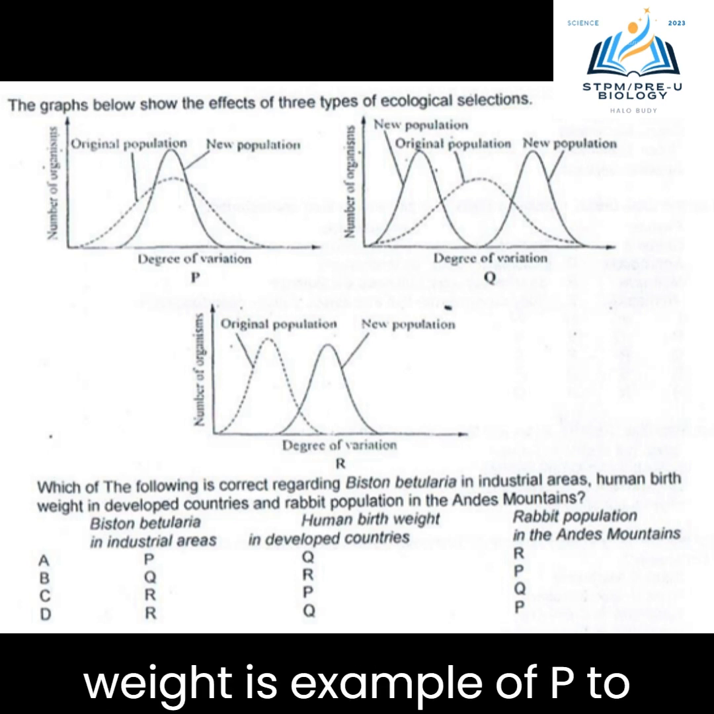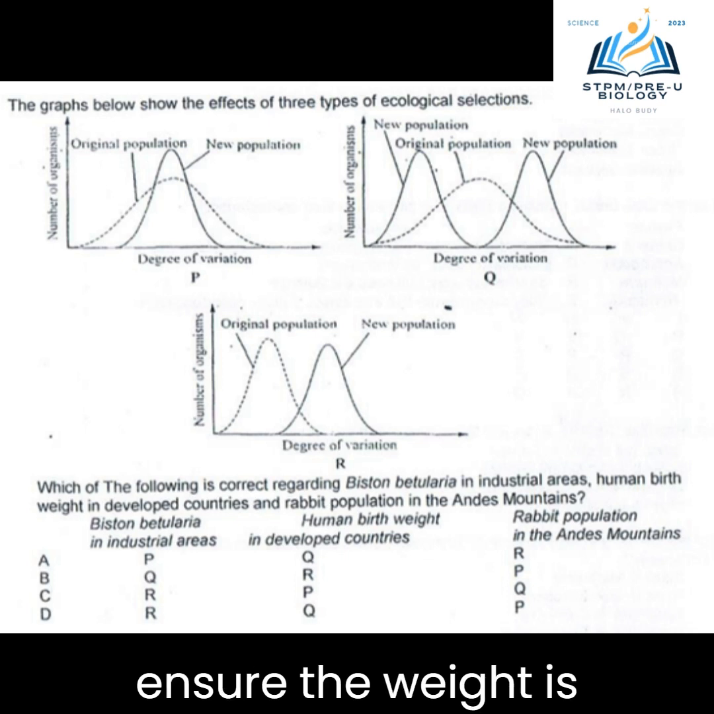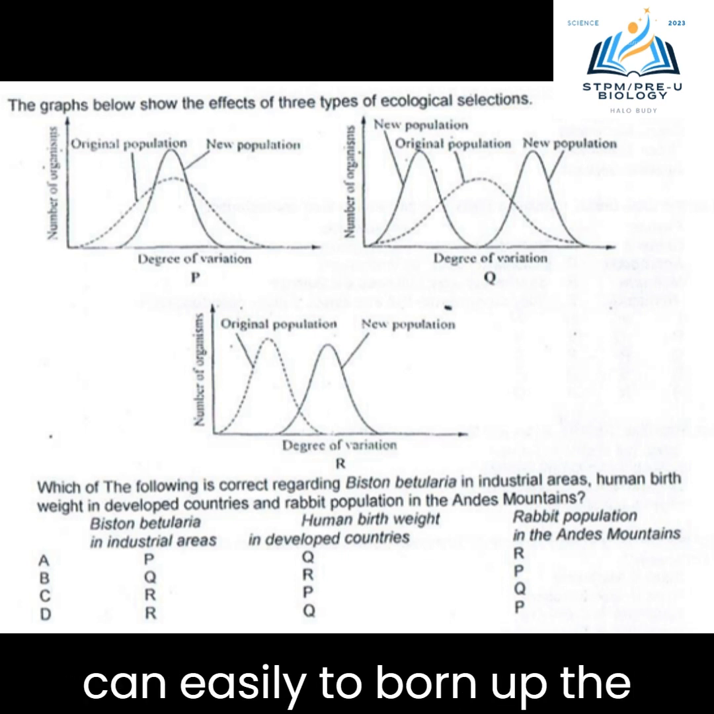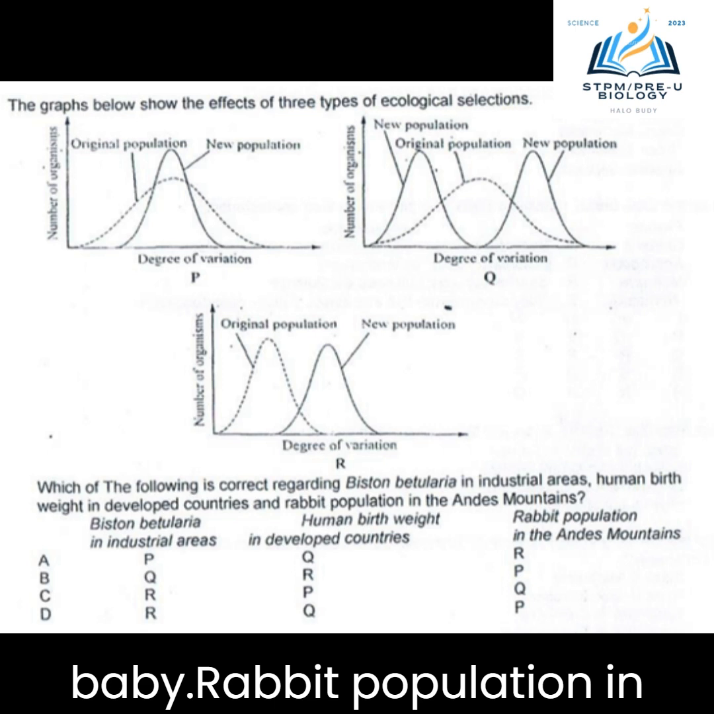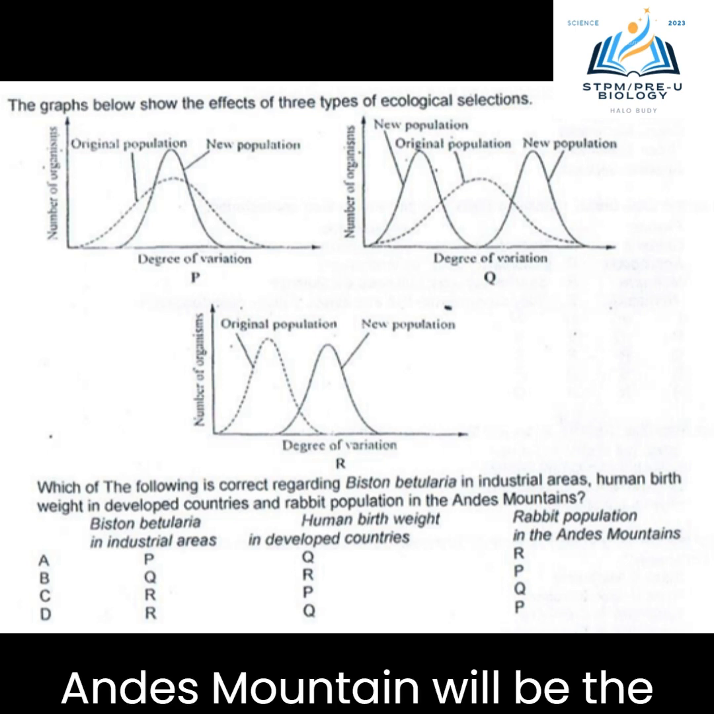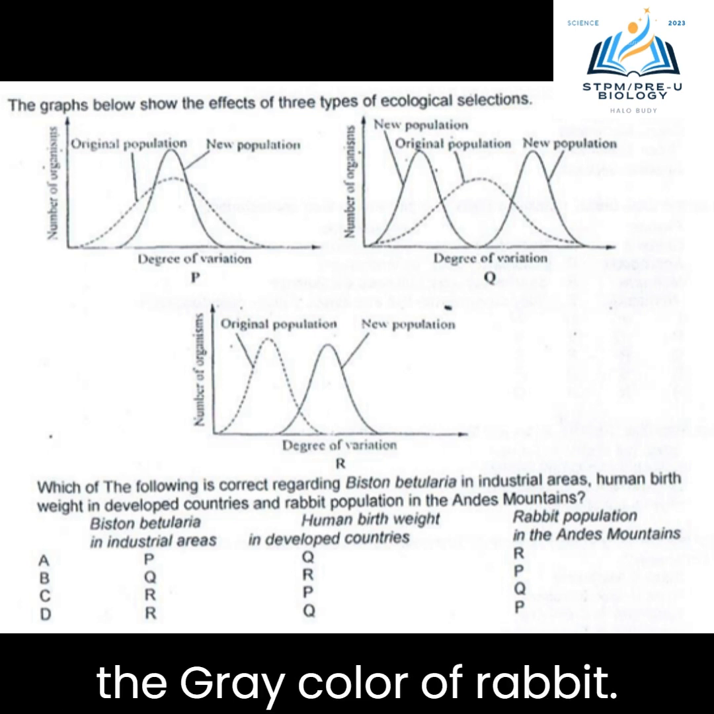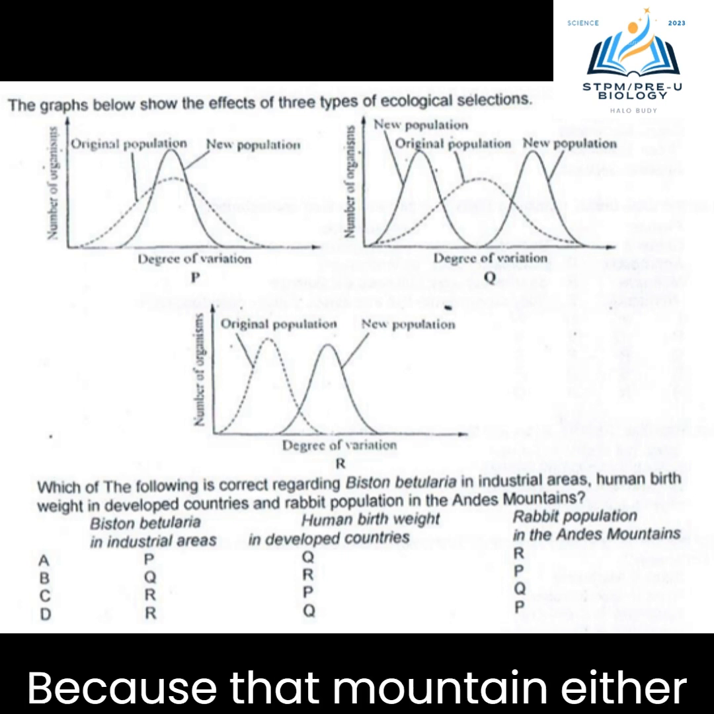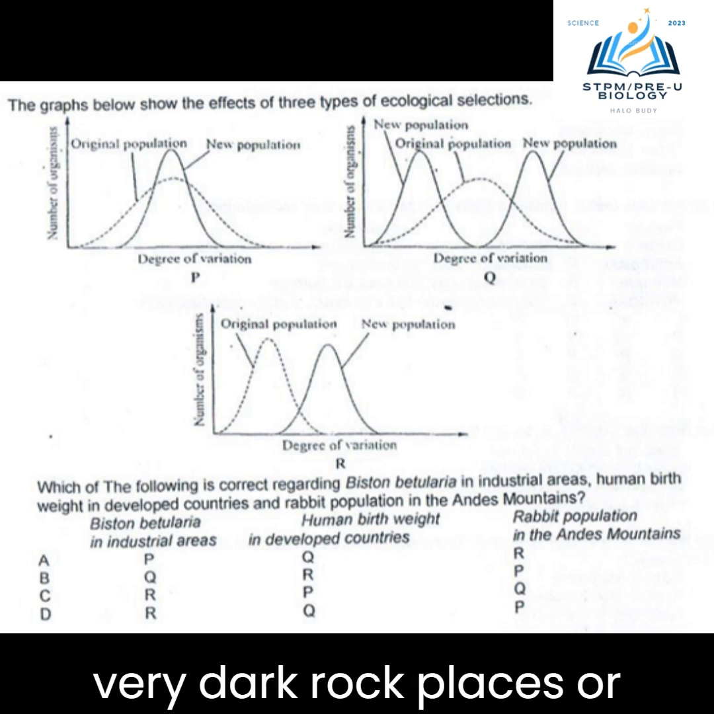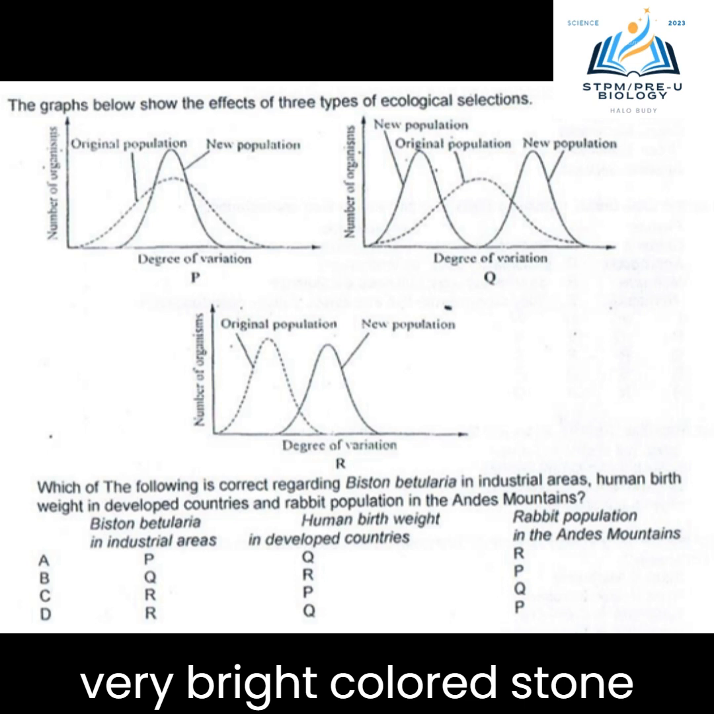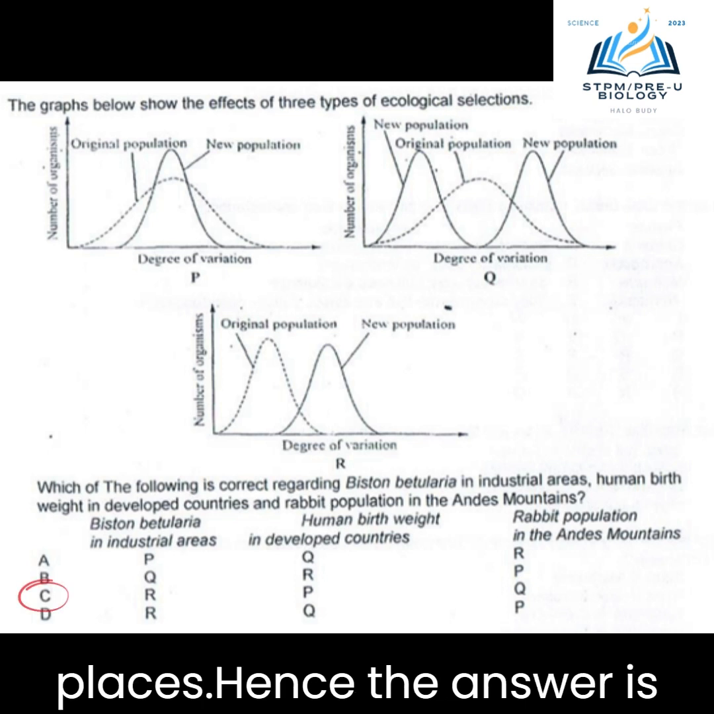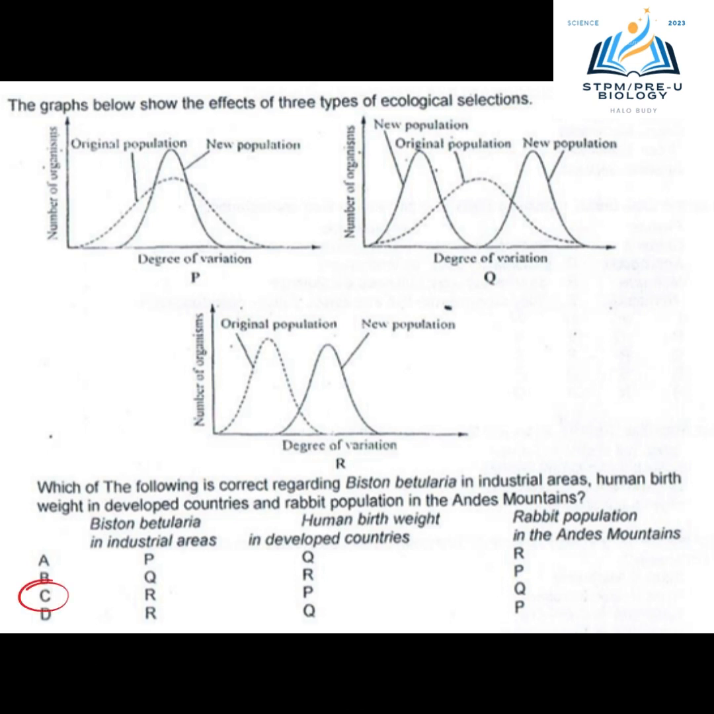Human birth weight is an example of P, to ensure the weight is intermediate so the mother can easily give birth to the baby. The rabbit population in the Andes mountain will be the example of Q, to eliminate the gray color of rabbits, because on that mountain the rabbits survive either on very dark rock places or very bright colored stone places. Hence, the answer is C.